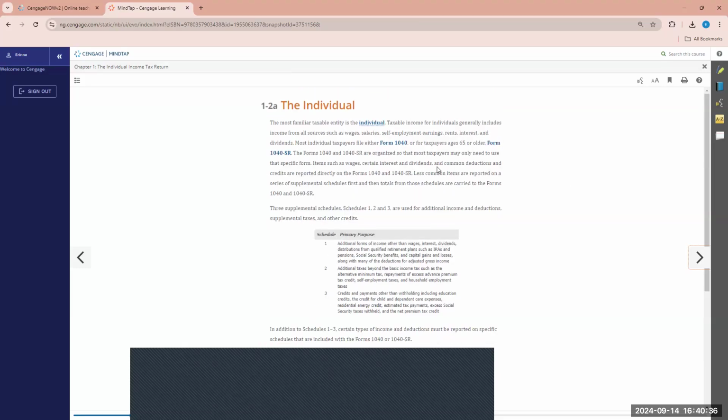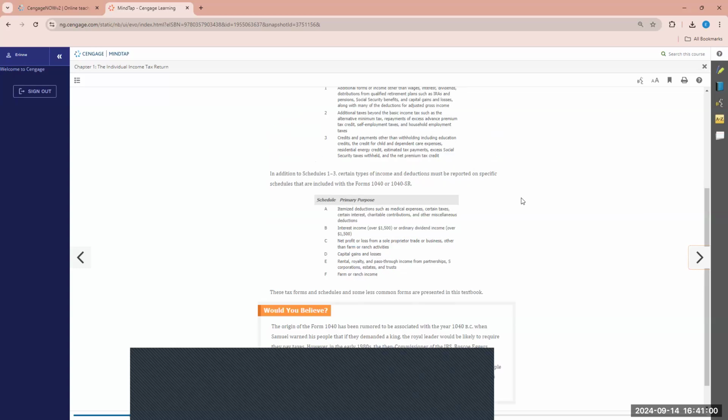Most individual taxpayers will file Form 1040. For taxpayers that are ages 65 or older, they file Form 1040-SR. And they're fairly similar for the most part. And then we also have these supplemental schedules. So we have Schedules 1, 2, 3, and these are used for additional income and deductions. As you start to prepare tax returns that are more complex, you'll see these schedules. But in the event that you have a client that just has W-2 income, as we're going to see in the example with Maria, we're not going to see these schedules.